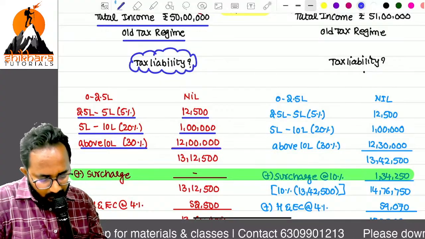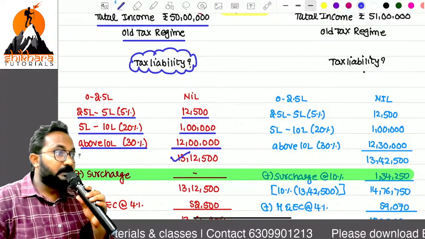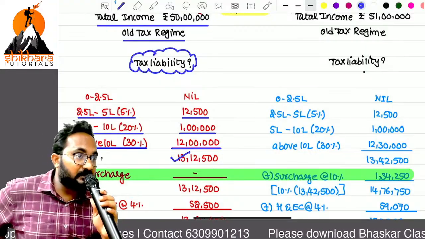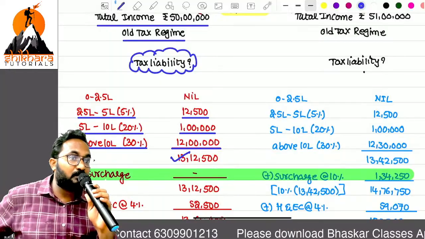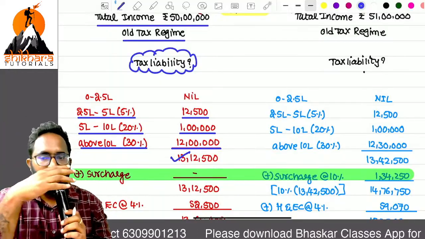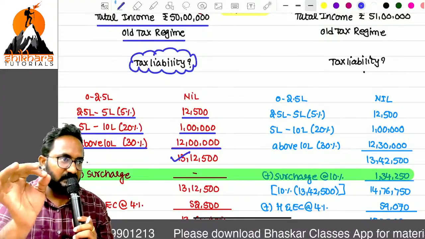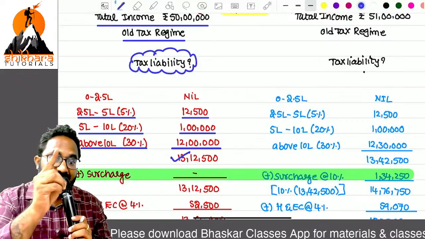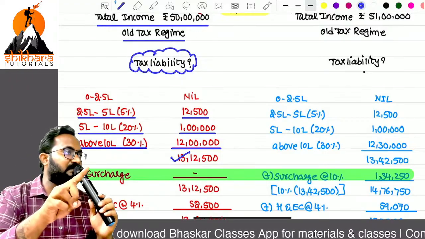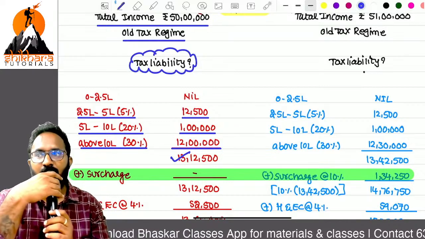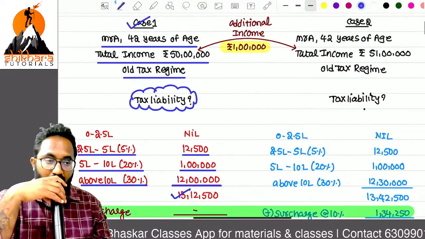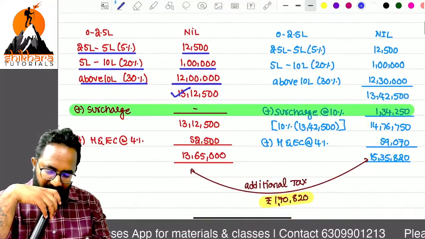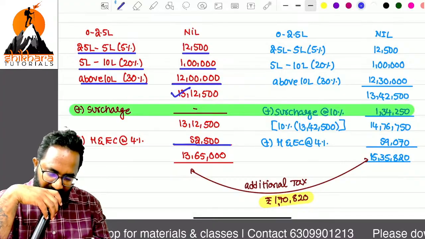13 lakh 12,500. Now, sir, here total income is just 50 lakhs only. That's why no need to add what? Surcharge. Please check the surcharge concept related to individuals. Clearly I told you, if your total income exceeds 50 lakh, then only 10% of your income tax is added as a surcharge. Here it is less than or equal to 50 lakh, so no surcharge. Then after that please add health and education cess. What is the tax liability you will get?